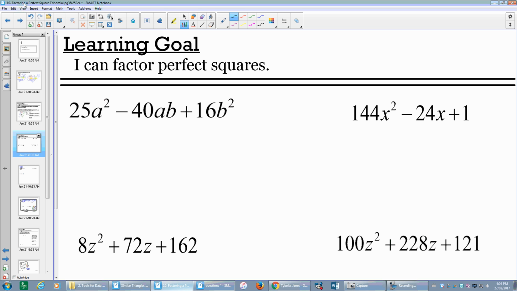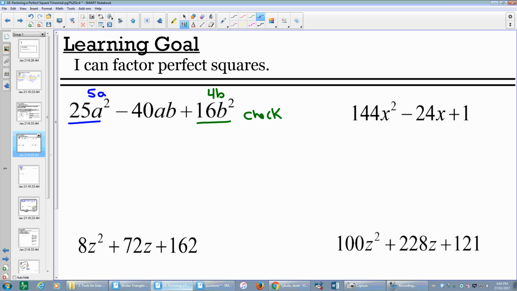Okay, this next one. So again, my first clue here is I'm going to look at my first and my last term. Can I take the square root of this first term? Yep, when I take the square root of that, I get 5a. Can I take the square root of the last term? Yep, I get 4b. So now I'm going to do my check. I'm going to write it off to the side here. So I'm going to check here.